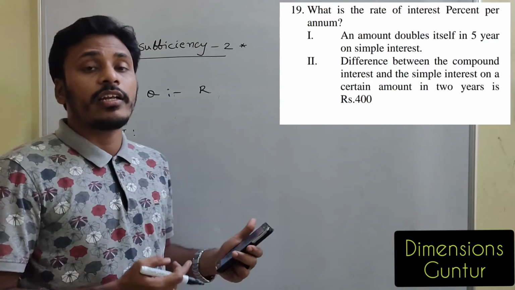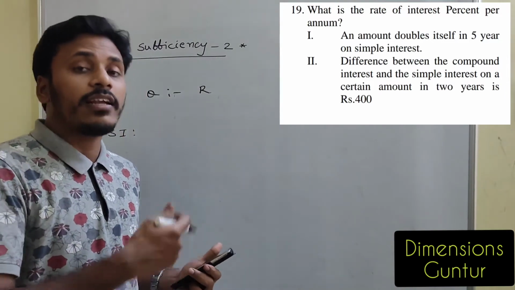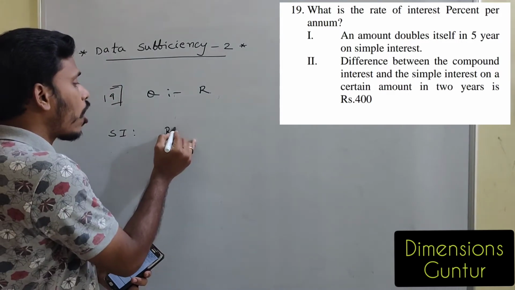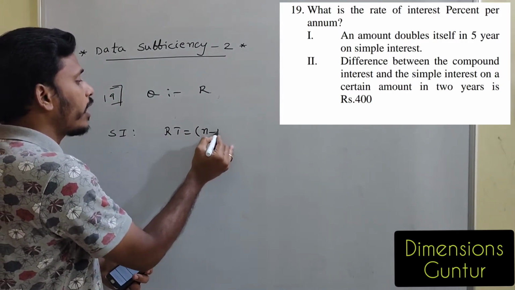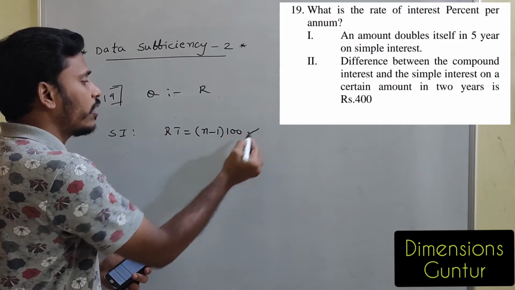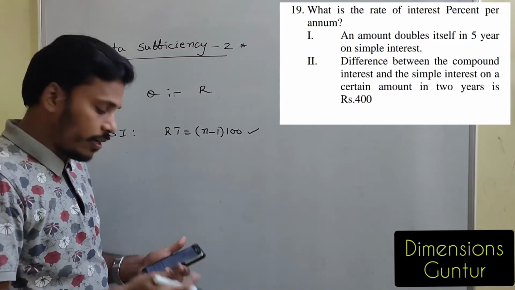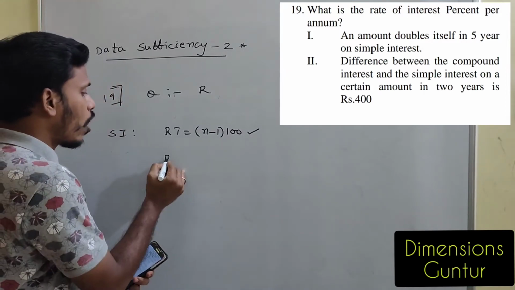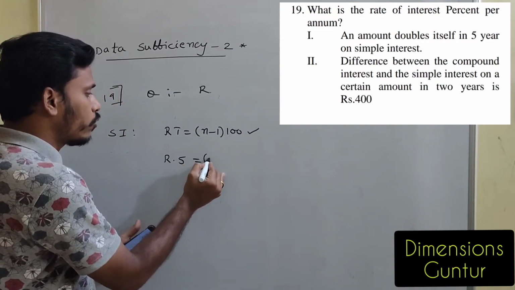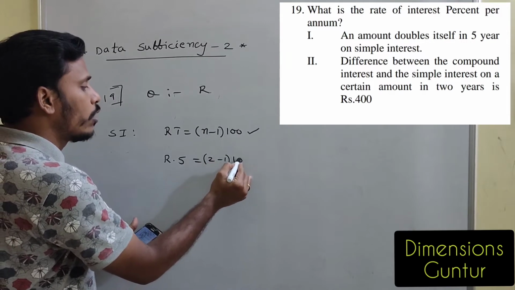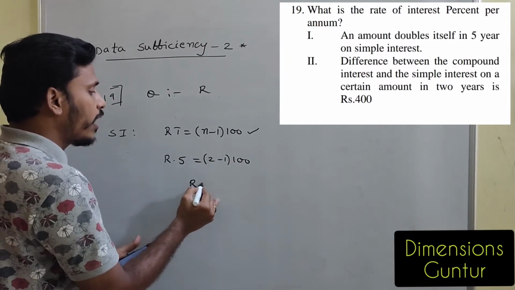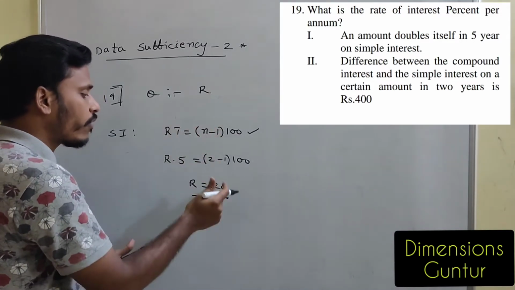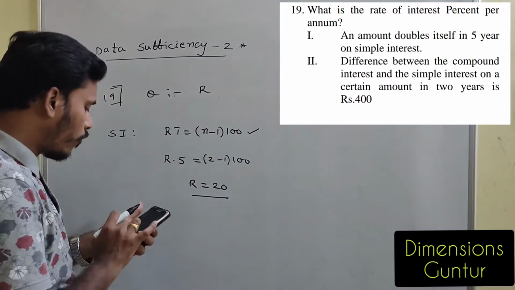We have a relation in simple interest related to making a principal n times. And that relation is usually RT is equal to (n minus 1) into 100. This is the relation if a principal becomes n times in simple interest. And here in the problem, the amount doubles itself in 5 years. So R into 5 is equal to, double means n is equal to 2, (2 minus 1) into 100. From there it is very clear that the R value is 20. So since they are asking us R, from statement 1 directly we get the value of R.